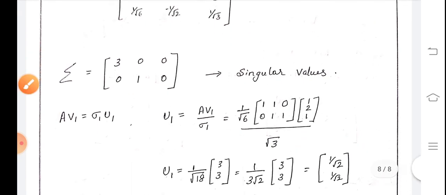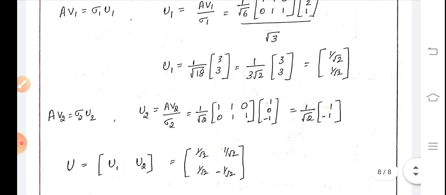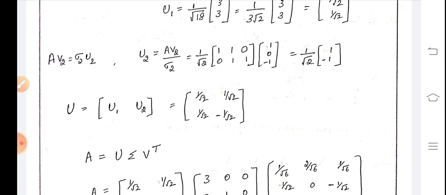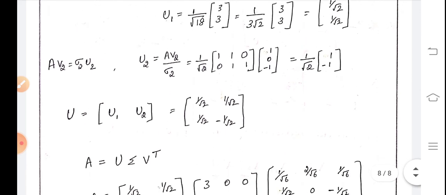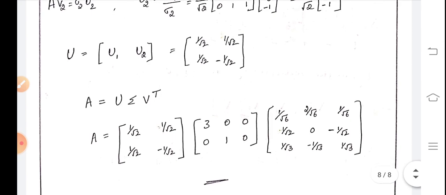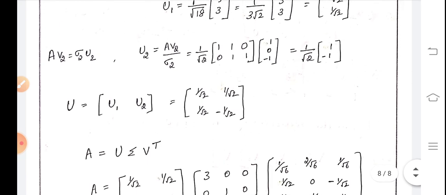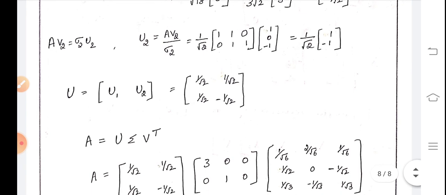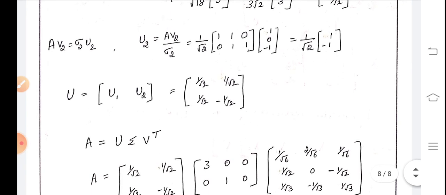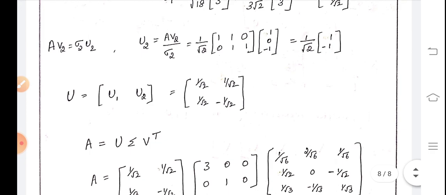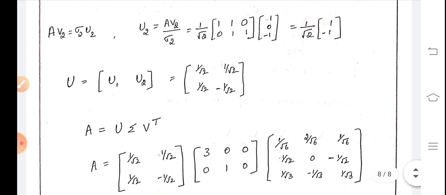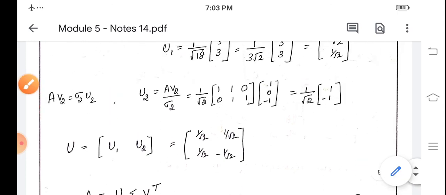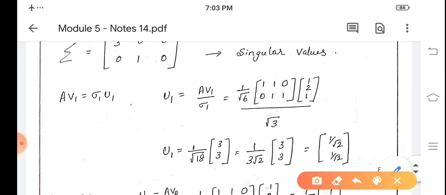Next we find matrix U, where U is a matrix of order 2, because in the given matrix there are 2 rows. In the singular value decomposition, we write A as U sigma V transpose, where U is the left singular vector matrix and it is of order 2. So U equals U1, U2. We can find U1 and U2 using this.